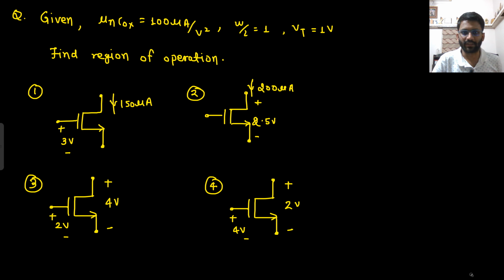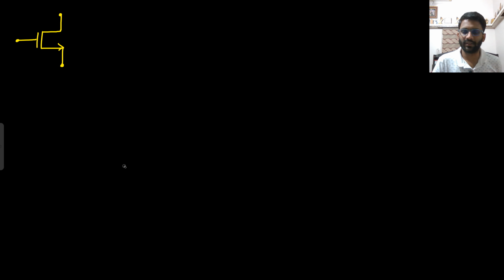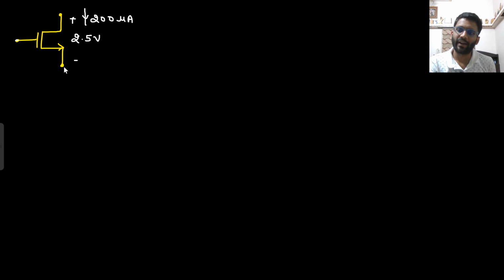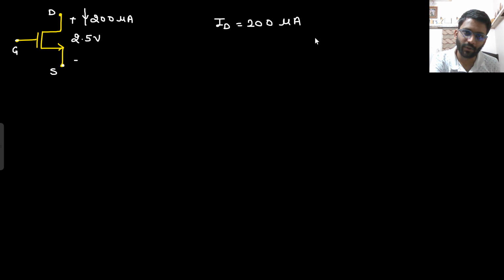2.5 and 200 microampere is coming. This is 2.5 volt. And from here 200 microampere is coming. Do you have the idea of VGS value? No. And what will be drain, what will be source? The current is coming like this and it is NMOS, so it has to be drain to source, and this will be gate only. The current will always be flowing in drain to source, right? Yeah. So ID value is given, 200 microampere.